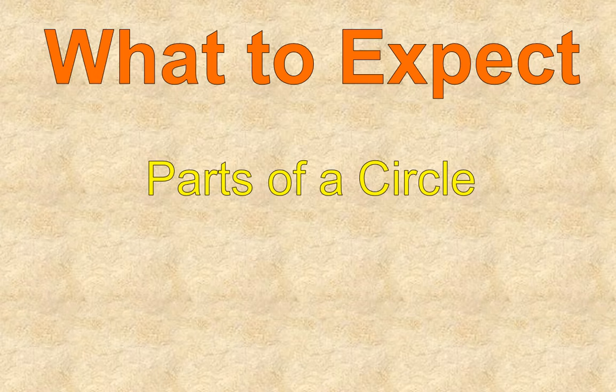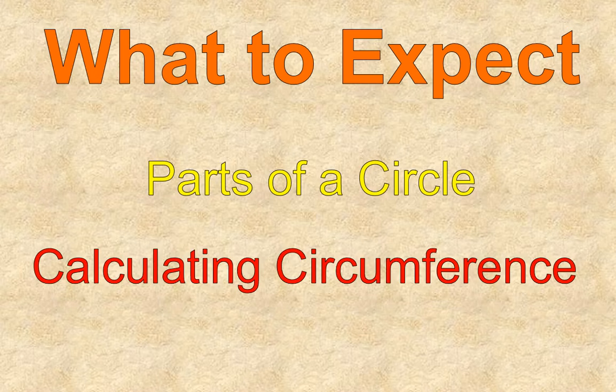So, brief overview. We talked about the parts of a circle: the circumference, diameter, and radius. Then we talked about calculating circumference when you're given the diameter.